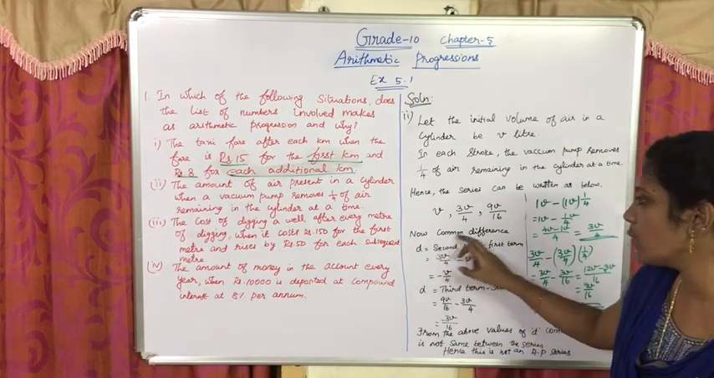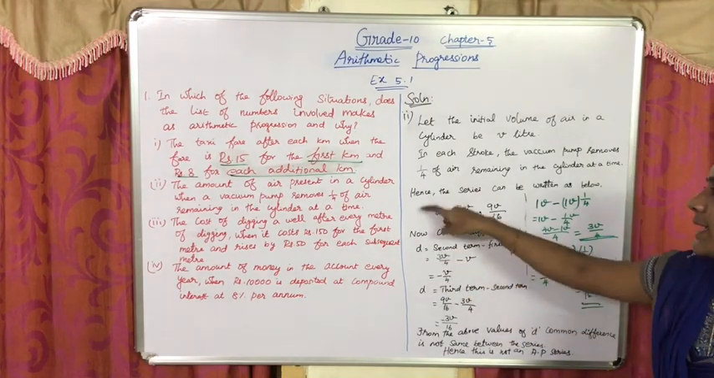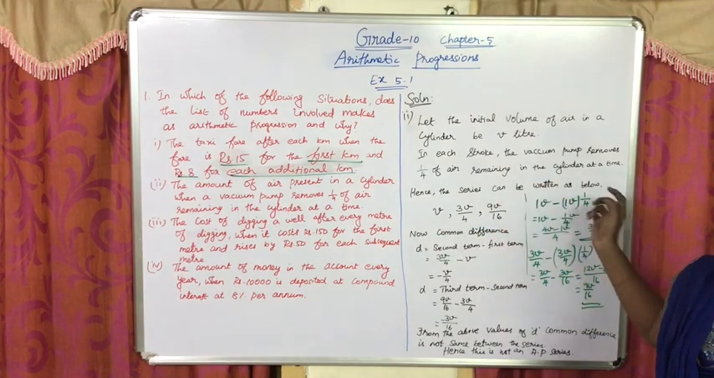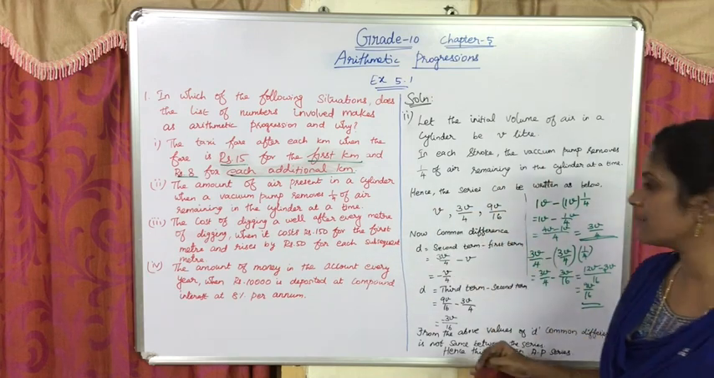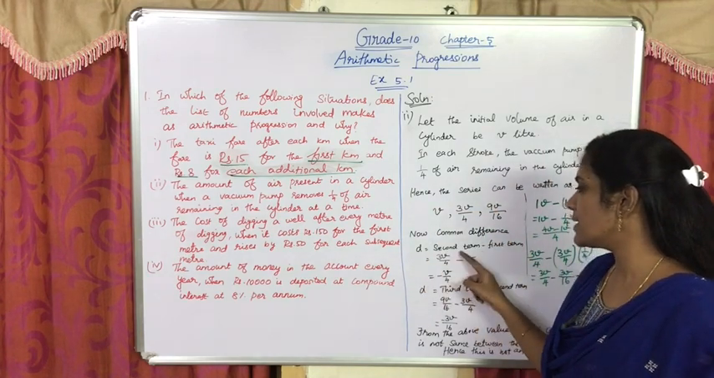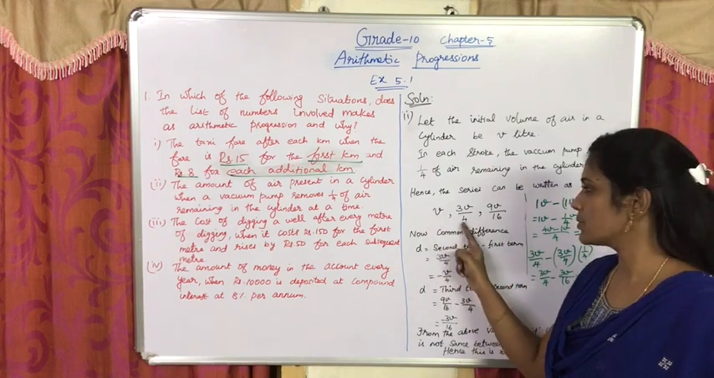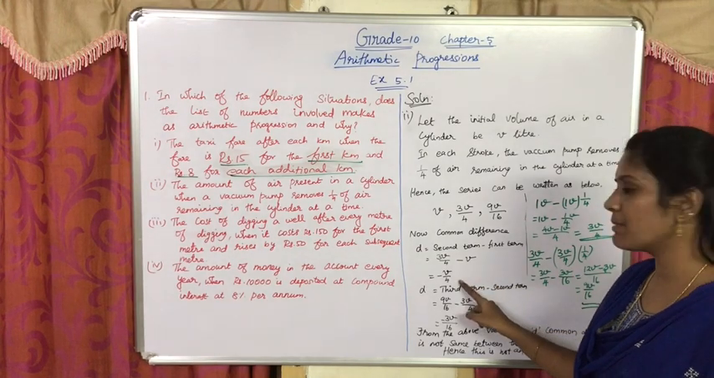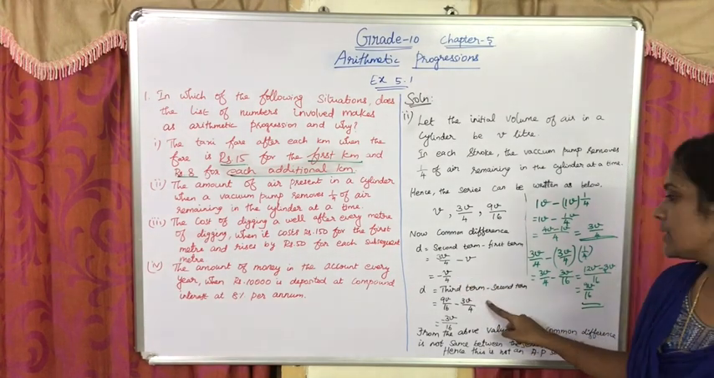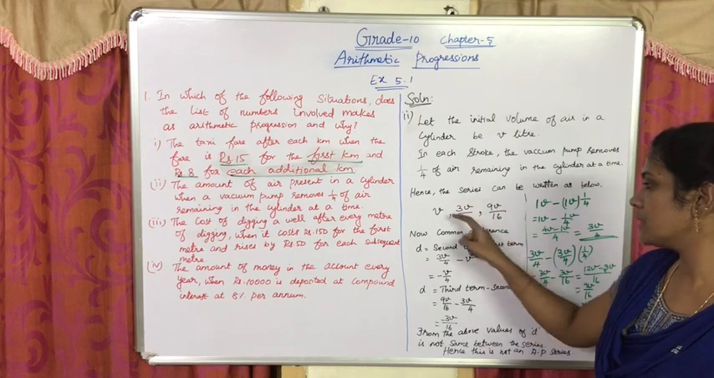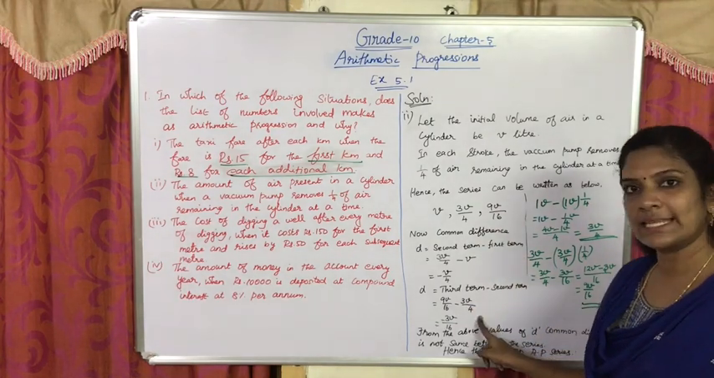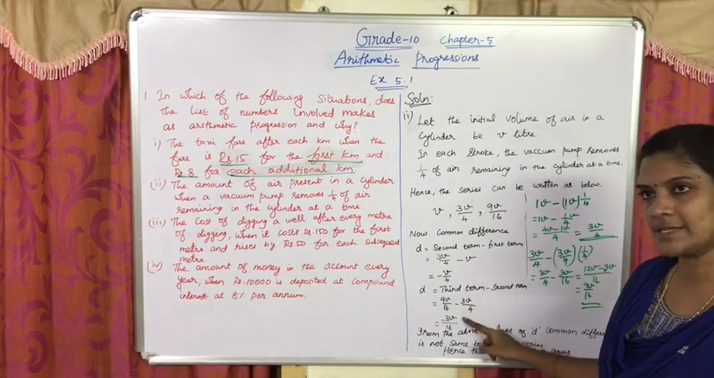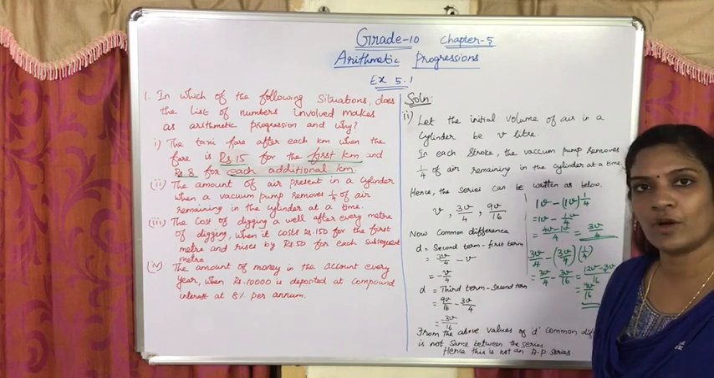So what I am doing now: common difference D equals second term minus first term, third term minus second term, fourth term minus third term. That is, I am subtracting the preceding term from the succeeding term. So D equals second term minus first term. Subtract these two; in the same way find the LCM and solve, and we will get minus V by 4. Here D equals third term minus second term. Again you solve with the LCM, and you will get minus 3V by 16. Now check the common difference. It is not the same. So it will not form an AP.